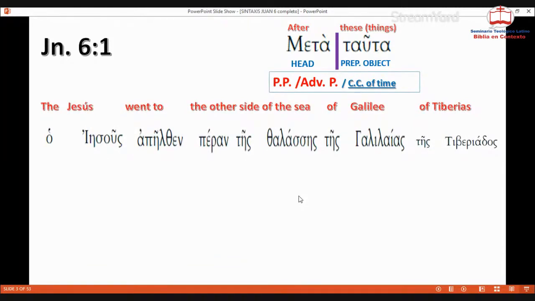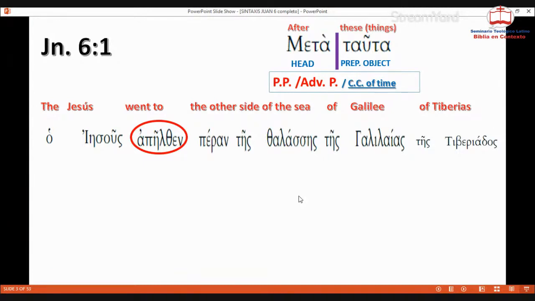So we have here, o Iisus apilthen peran tis thalathis tis Galileas tis Tiberiados. This is my step by step to follow. Number one, we will find the verb. We can use the morphology. We can use the interlinear to get help. Or if you already know morphology, you just identify the verb. And we have the verb here that is apilthen. It is the most important word.